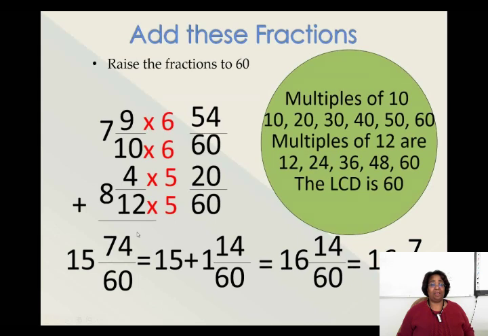So, in this problem, I came up with 74 over 60. The mixed number was 1 and 14 over 60, which still needed to be reduced. I added that to the sum of the whole numbers, 7 and 8, and I got 16 and 14 over 60. I had to reduce the 14 and 60 by 2, which gave me 16 and 7/30. Any questions about this one where we had the extra reducing?